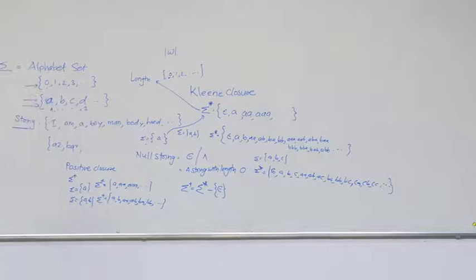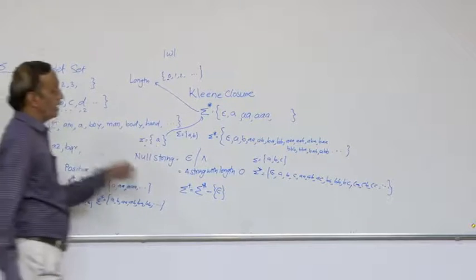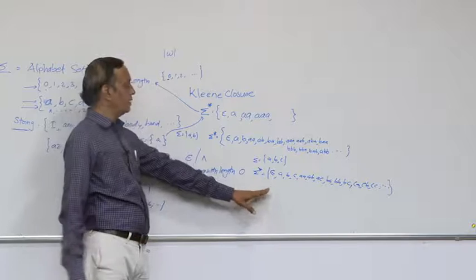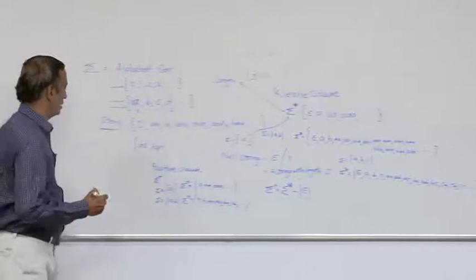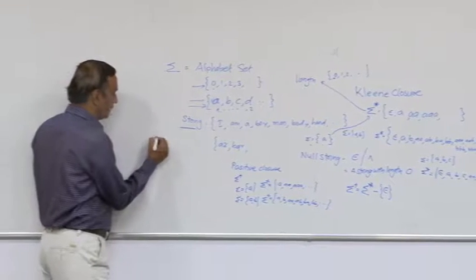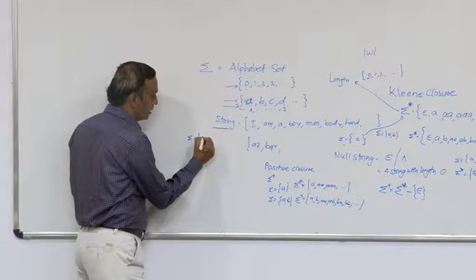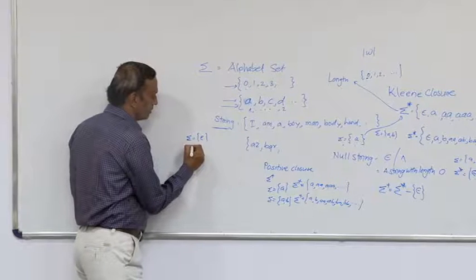Now one should note that this would always be an infinite set of strings, depending upon what your input is. Now what would be the answer if my sigma contains epsilon? What would be sigma plus or sigma star?